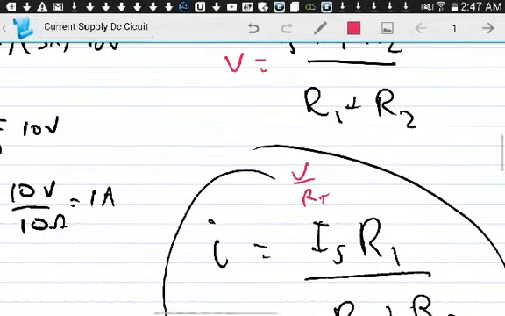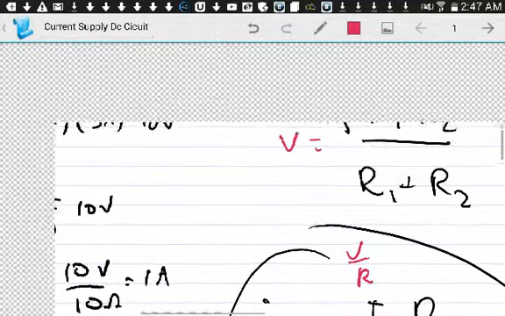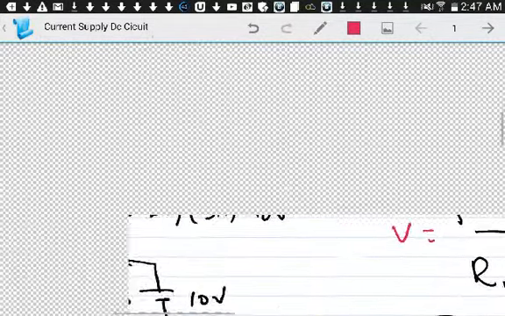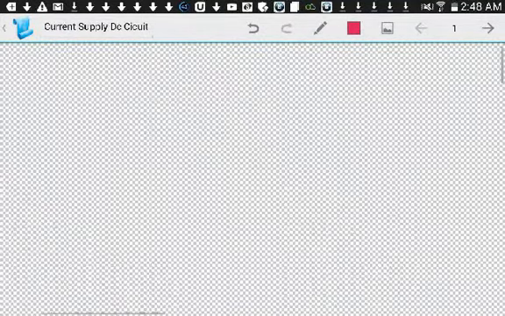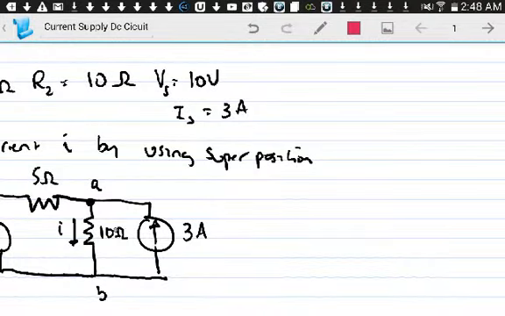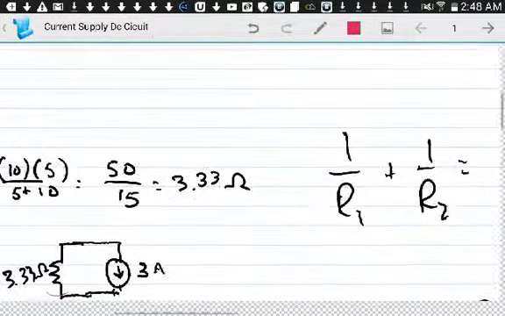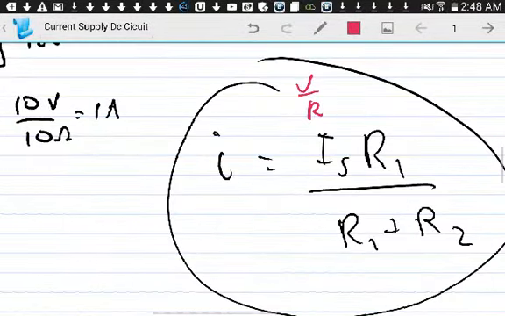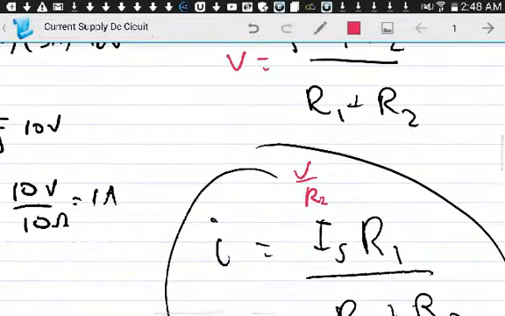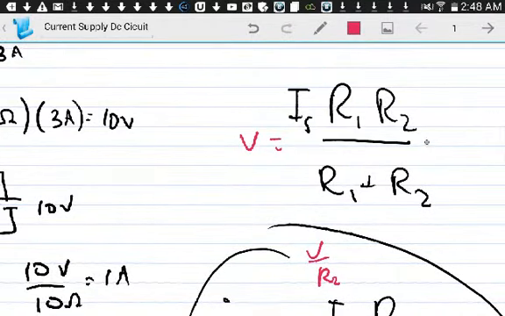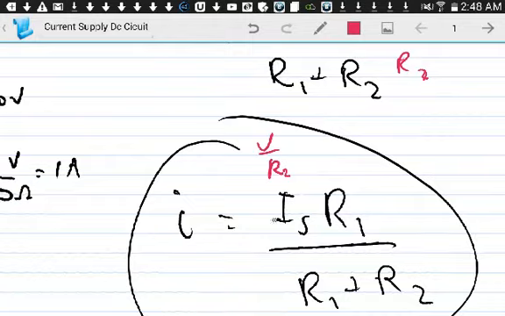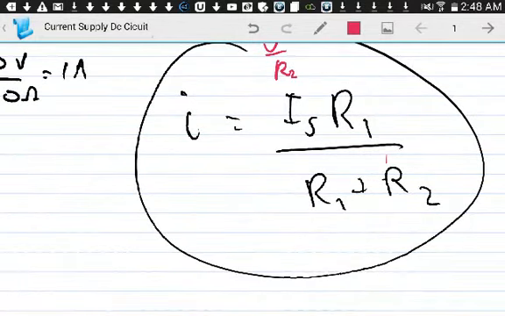Oh, sorry, you're not dividing by resistance total, but you're dividing by R. The current in the middle was R2. R2 was 10, so you're dividing voltage by R2. And remember, this is your voltage if you divide it by R2. These will cancel, which is your current divider rule equation.